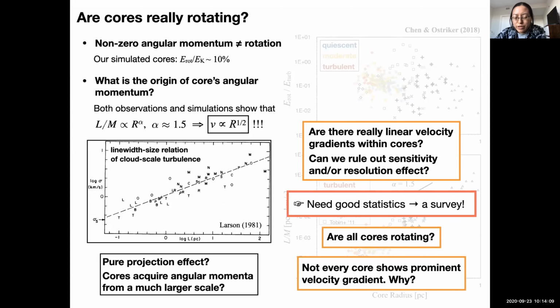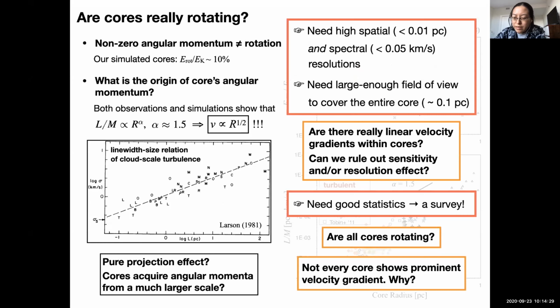So for example, it could be possible that with not enough resolution, we will miss the linear velocity gradient, or we will interpret something more complicated as a linear velocity gradient. So to properly study this problem, we need observations with high resolution in both spatial scale and spectral scale, because sometimes the velocity difference across the core could only be like 0.1 kilometer per second. We also need to cover a large enough field of view so that we won't miss any emission.